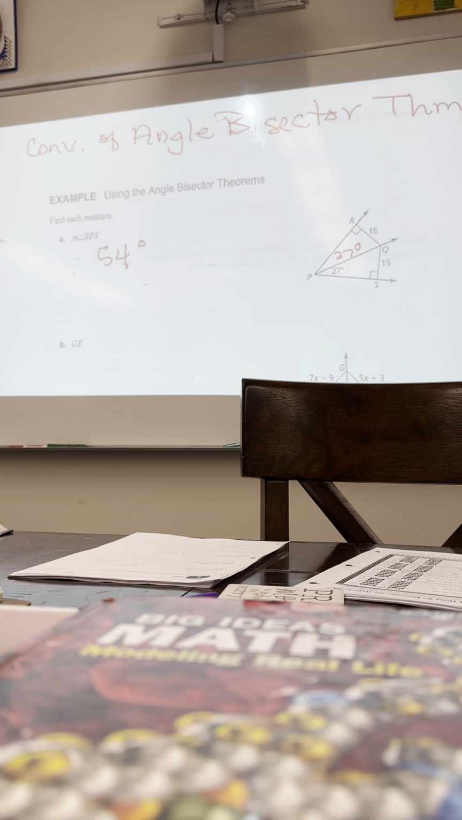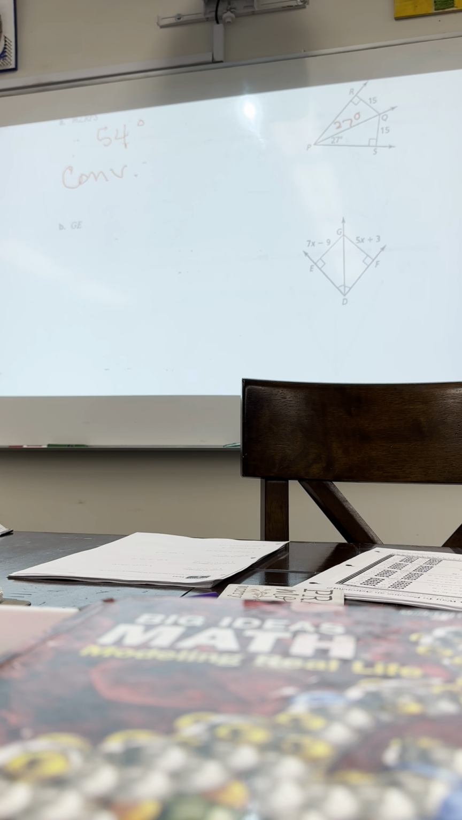Is it a converse? Did you start with the angle bisector being known? No. Ah. The 27s are what make it an angle bisector, right? So this is a converse. So this is the converse of the angle bisector theorem. In other words, if the point is the same distance from the two sides, then it's on the angle bisector, okay? It didn't ask you for that, but this is a converse, okay?